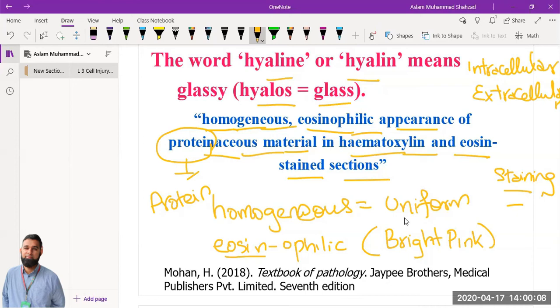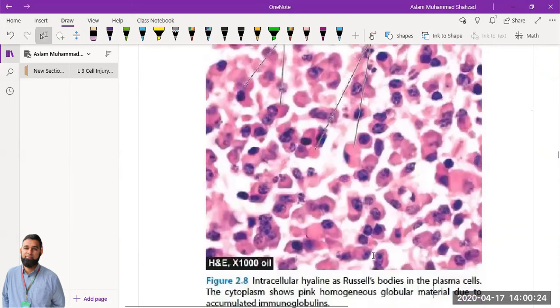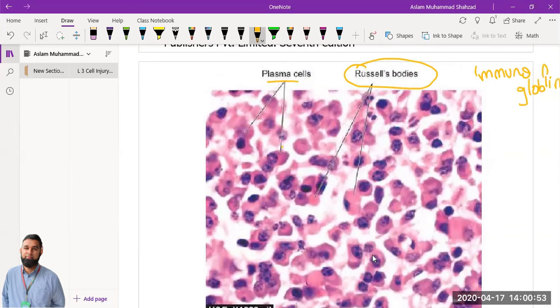The common example of intracellular hyaline is Russell bodies, representing the excessive immunoglobulin in the rough endoplasmic reticulum of the plasma cells. So when we take a look at the example, this is example number one. In this picture, the Russell body is the example that is present inside the plasma cells. And why is the Russell body produced? Because of the production of immunoglobulin.